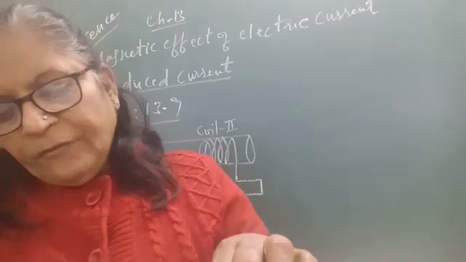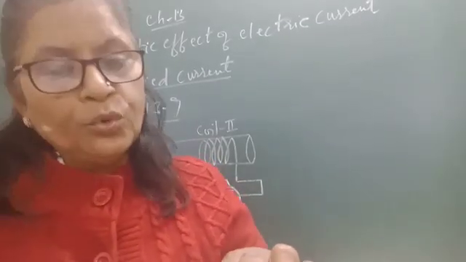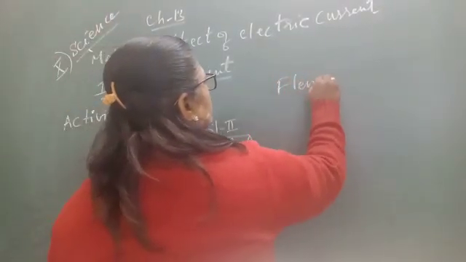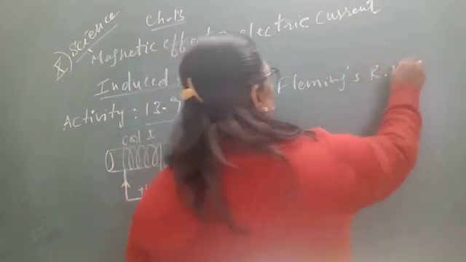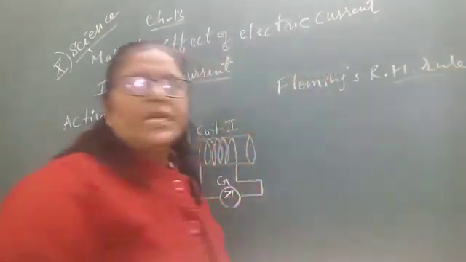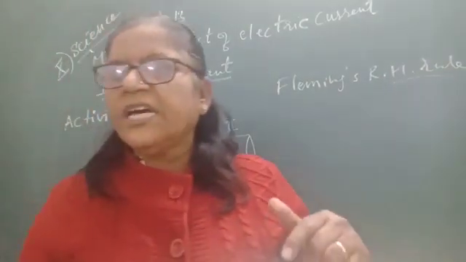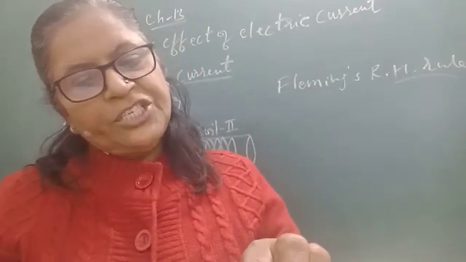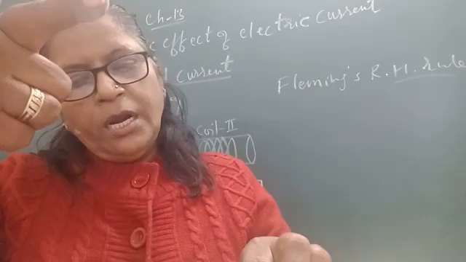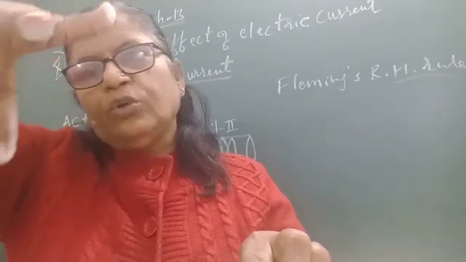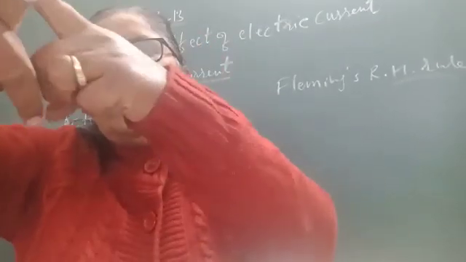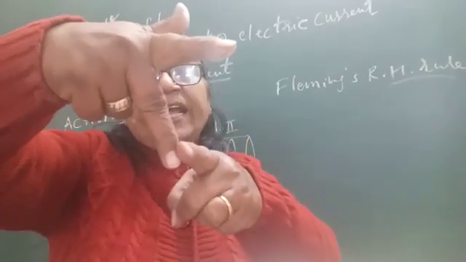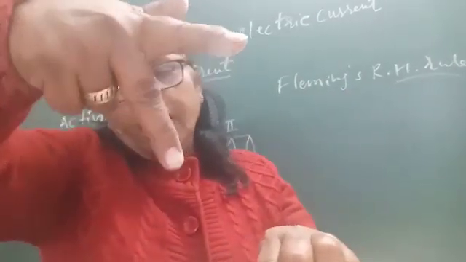Now, this is Fleming's right hand rule. Last time we discussed the left hand rule. Now, we discuss the right hand rule. First of all, we stretch the thumb, forefinger and middle finger of the right hand, so that the thumb is at right angle with the forefinger and the forefinger is at right angle with the middle finger.